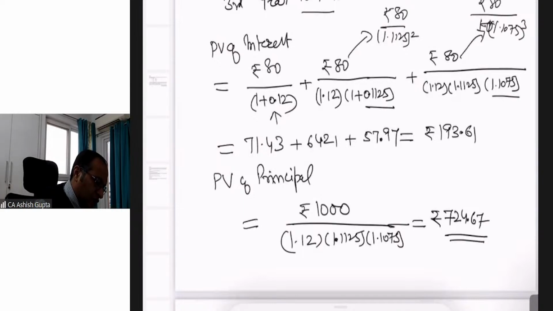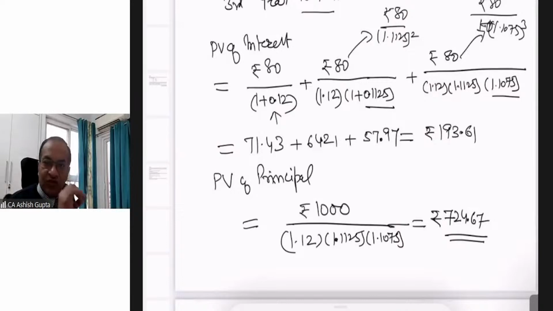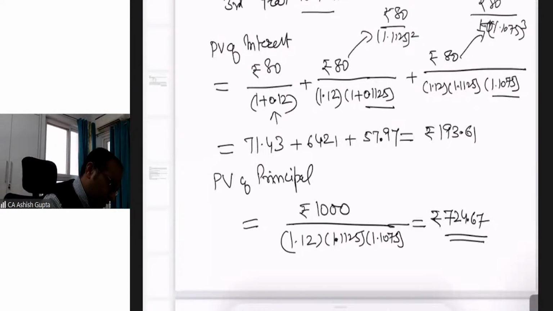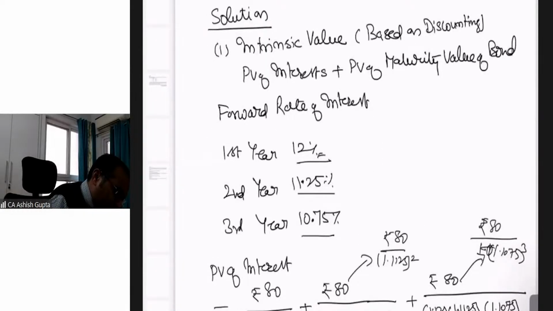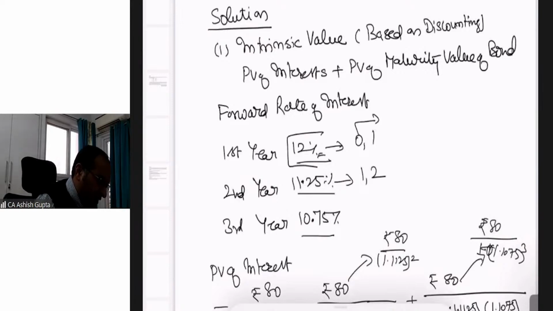Okay, students. But if it has been mentioned as yield, please note that forward rate and yield rate are quite different. Forward rate means, actually here the concept of term structure comes into the picture. If I am saying that the first year rate of interest means 0 to 1, it means if today I am investing for 1 year, my return will be 12%. If at the end of the first year I am investing for 1 year, my return will be 11.25. If at the end of the second year I am investing, my return will be this. So this is called forward rates.